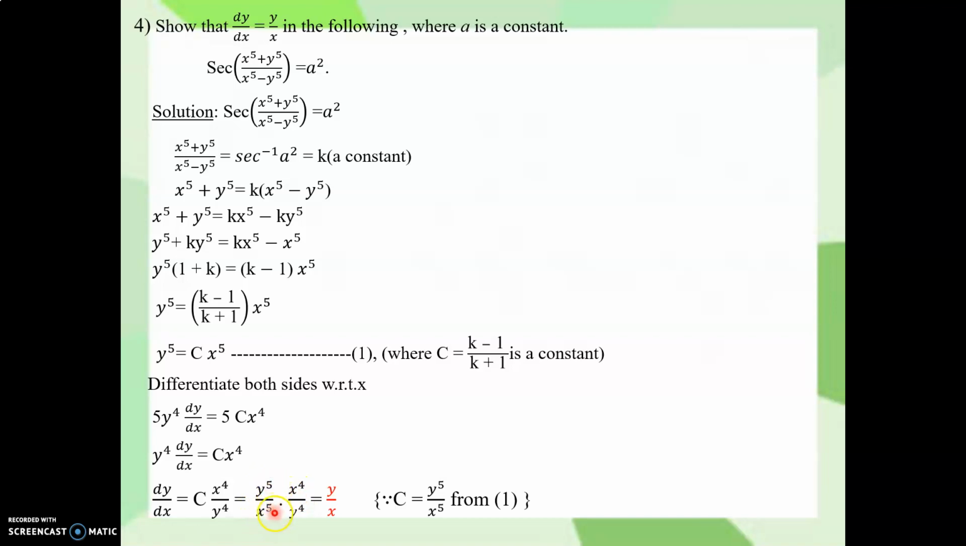So we can substitute that value in this place. So (y^5 / x^5) into (x^4 / y^4), that's equal to, after cancellation you will get y/x, because we cancel x^4 here. So one x will remain in the denominator and y^4 cancels. So the numerator will get y. So y/x is the final answer.